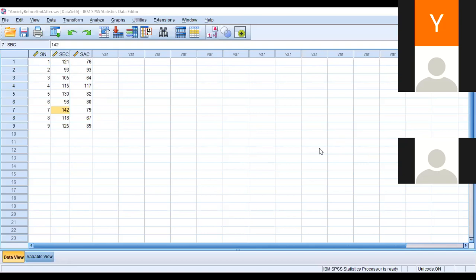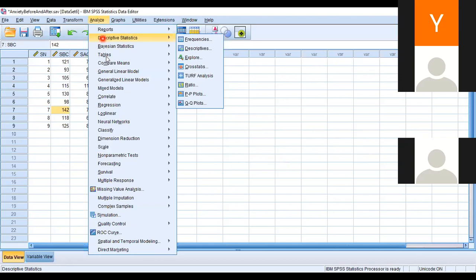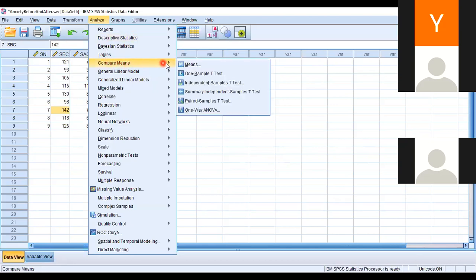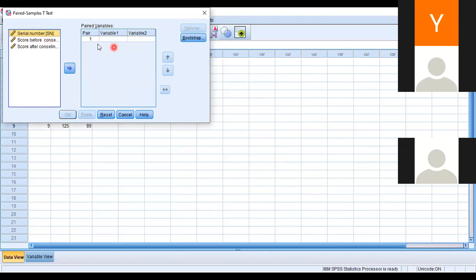That's all. So let's run it. Anxiety after is in parallel. Can you see? So you now say analyze, compare means, paired samples t-test. Can you see? Now click on it. Can you see the way they arranged it also?